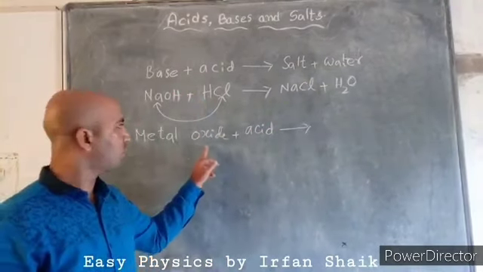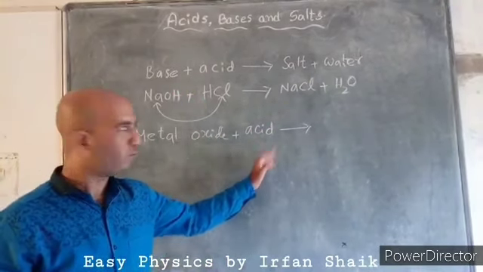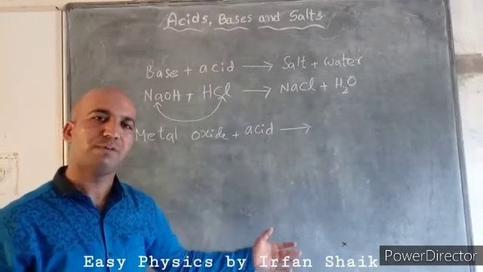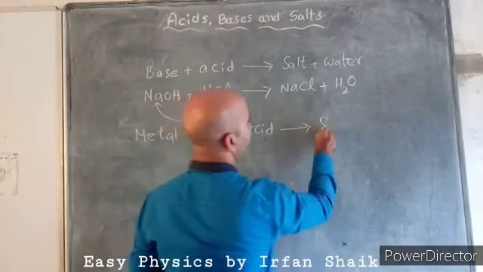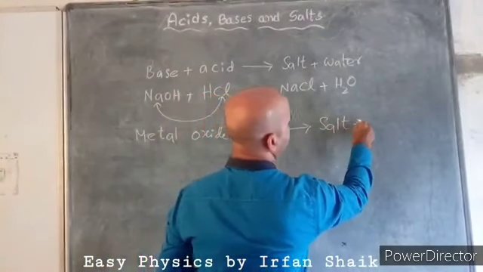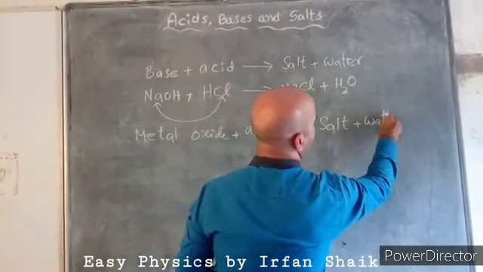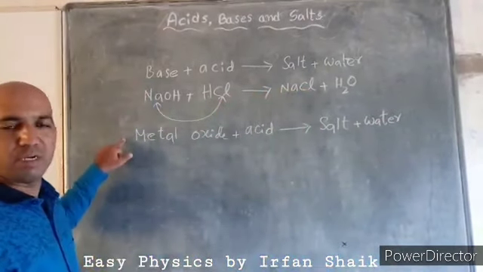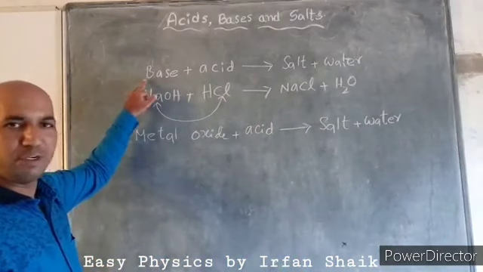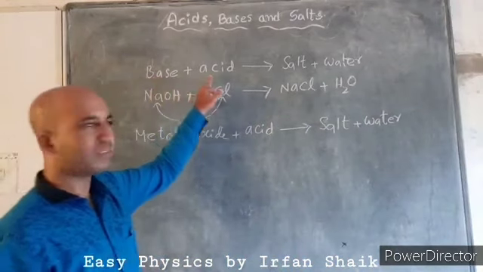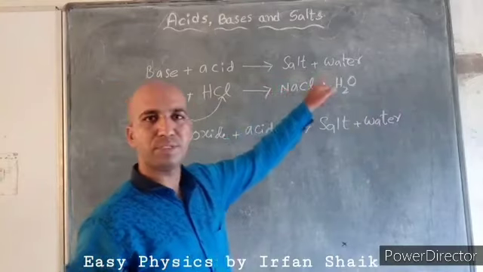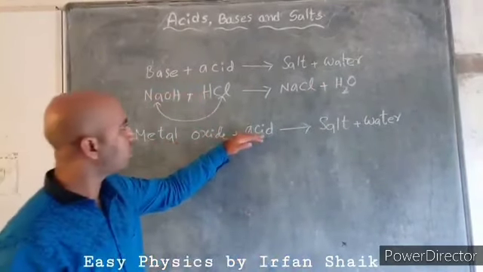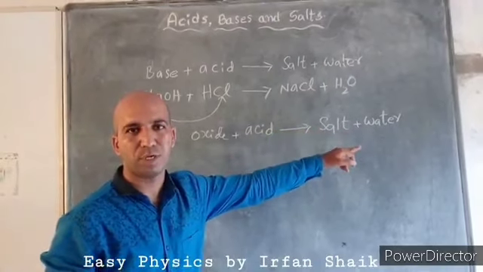When a metal oxide is added to acid, what will form here? In this chemical reaction also, salt and water will form. Observe these two chemical equations. In the neutralization reaction, base plus acid gives rise to salt plus water. In this reaction, metal oxide plus acid gives rise to salt plus water.